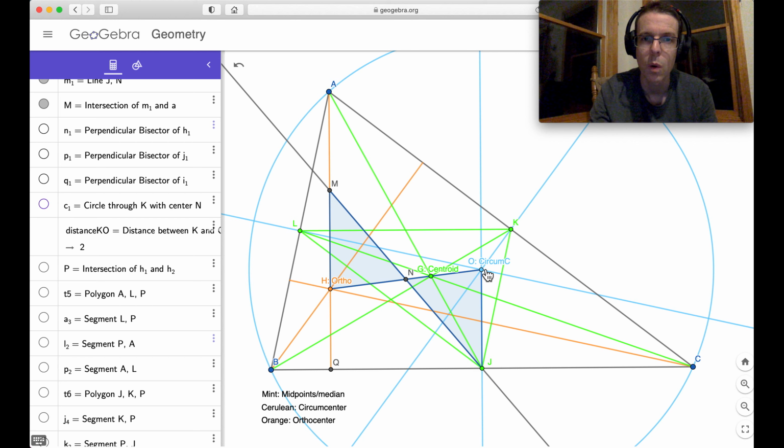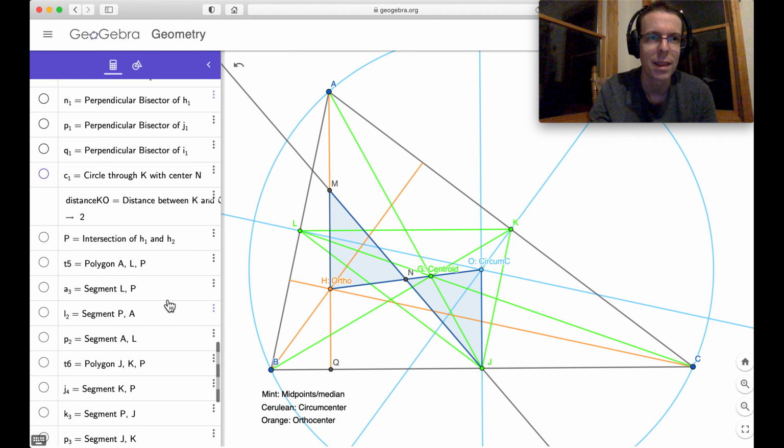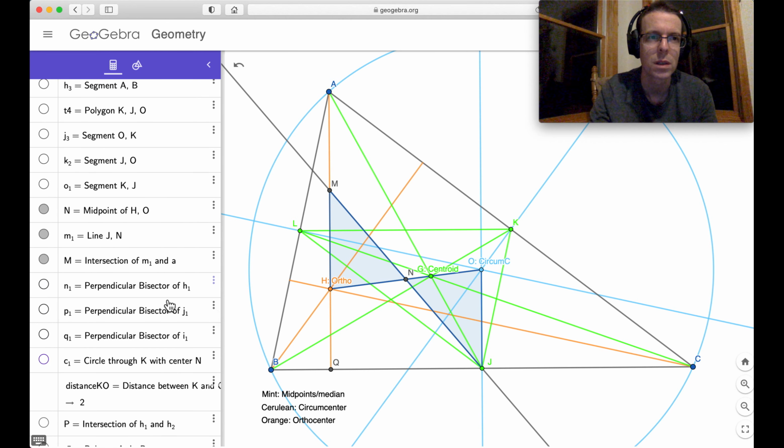Now let's return to the other equality that we've identified here, the equality between OJ and HM. Does this mean anything to us? Is there anything that we can get from this?